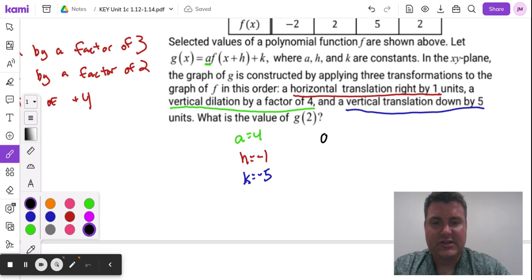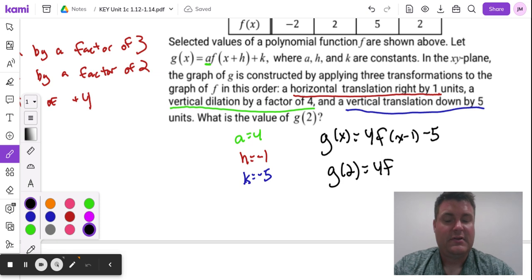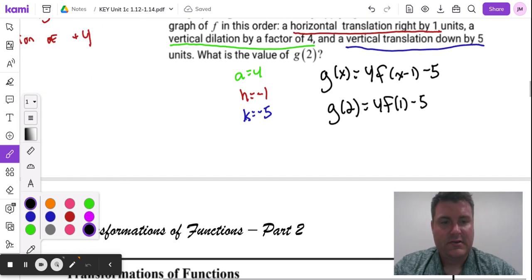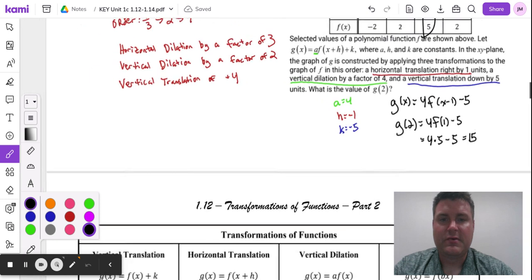If I put this together, my g of x is now going to be 4 times f of x minus 1, minus 5. So I'm going to plug in a 2 now to find g of 2. So 4 times f of 2 minus 1, which is 1, minus 5. What is f of 1 according to this right here? f of 1 is 5. So this is equal to 4 times 5 minus 5, which is 15.